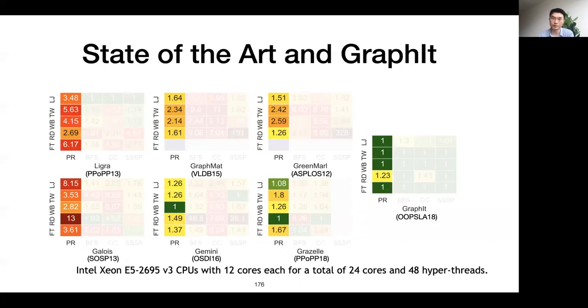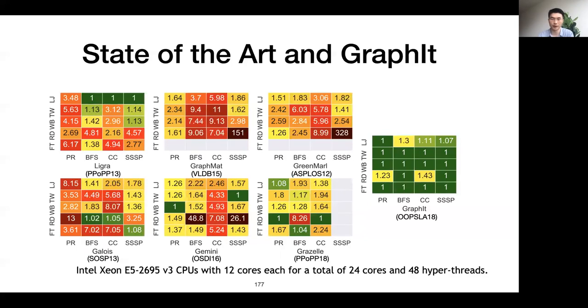Yeah, so we benchmark not only for the LiveJournal graph for PageRank, but also for Twitter, WebGraph, Road Network, and Friendster graph. And we not only benchmark for PageRank, but also for breadth first search, connected components, and single source shortest path. So note here, the connected components is using the label propagation algorithm, and single source shortest path here is using Bellman-Ford.